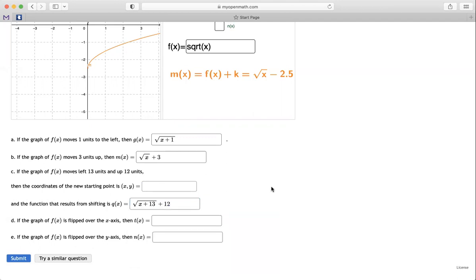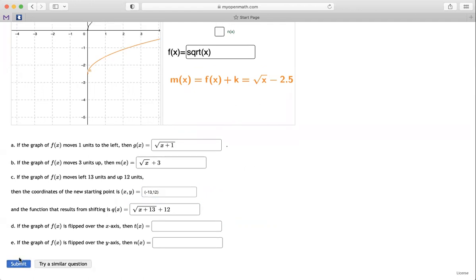So what is the coordinate of the starting point? So for the starting point, we're going to use this one right here. A plus, so that means you move to the left, right? So therefore it has to be negative 13. And then move up, so therefore over here 12. So you have that point right there. So I submit, I should have that correct.